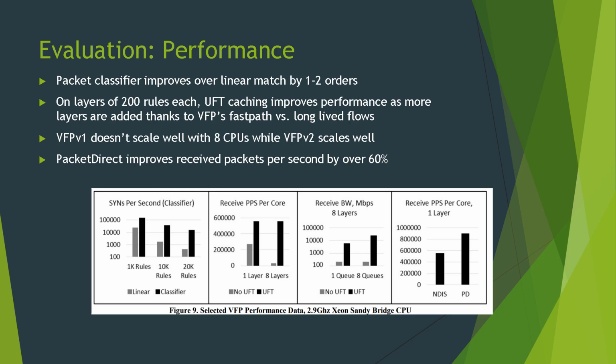UFT caching improves performance as more layers are added, due to VFP fast paths. VFP version 2 scales very well versus VFP version 1. In the last diagram, it shows packet direct improves received packets per second by over 60%.